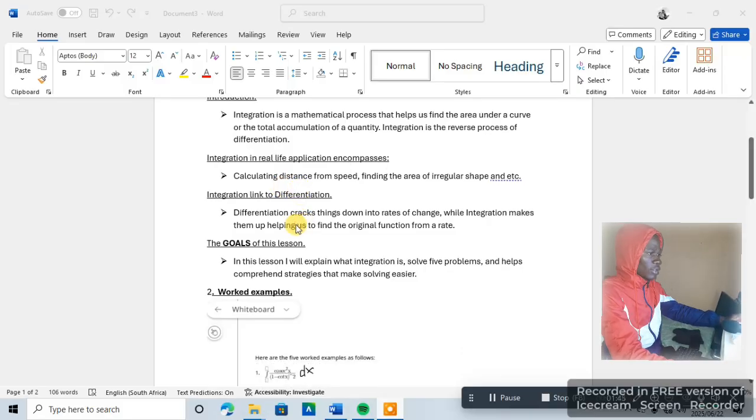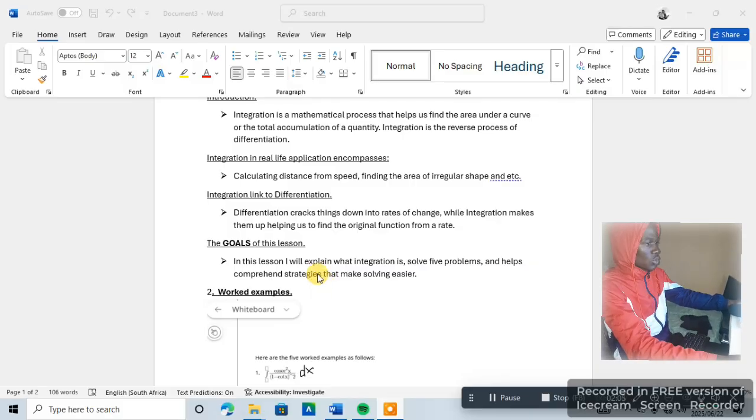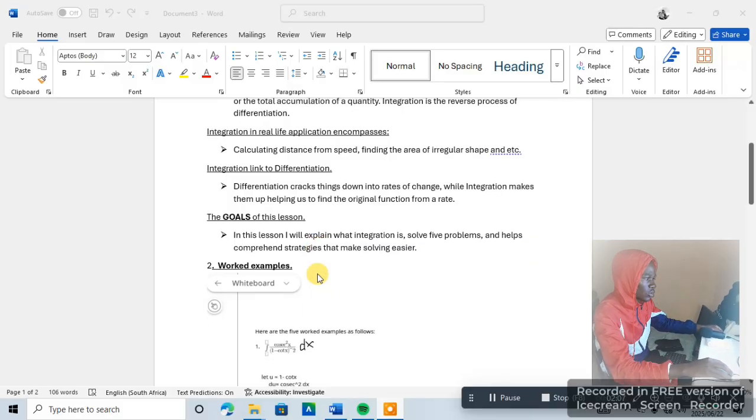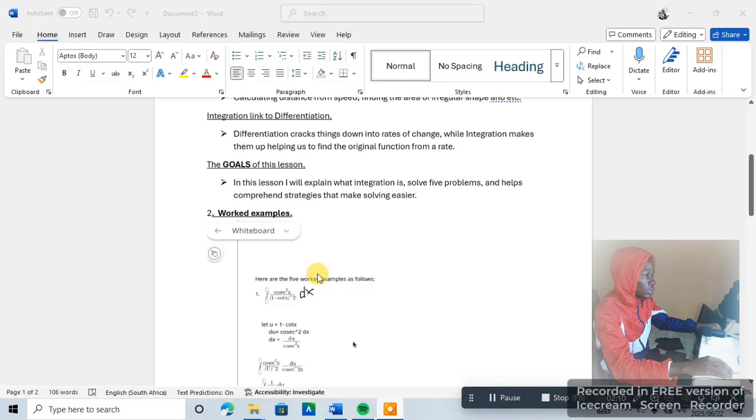So the goals of this lesson today are to explain what is integration, and I will solve 5 problems and help you comprehend strategies that make solving easier. So let's dive into our worked example, guys. This will be our first example.